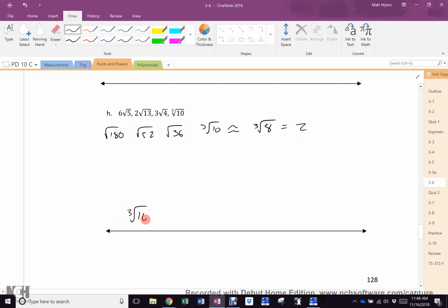Cube root 10. What's next? 3 root 4. What's next? 2 root 13. What's next? 6 root 5. Please notice that the value of these is not anything to do with the value of the coefficients or the values of the radicals singly, right?